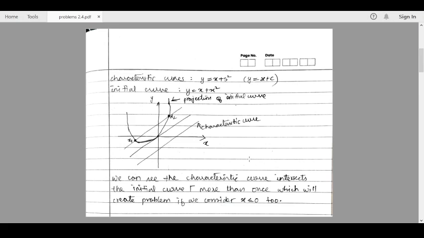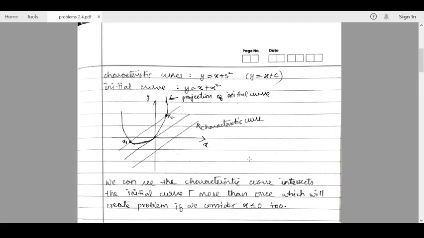So in this way you will get, so we got that characteristic curve is y equal to x plus s square. We are seeing its projection. Okay, so it is x plus s square and initial curve is y equal to x plus x square. So this is the projection. It is in the xy axis.